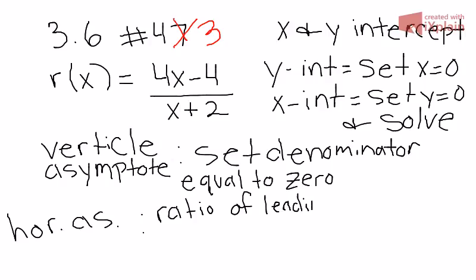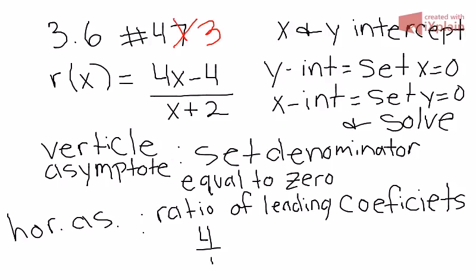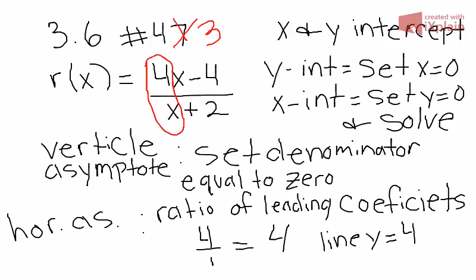So yeah, we'll set the denominator equal to 0 for the vertical asymptote, and for the horizontal asymptote, we'll just take the ratio of the leading coefficients. Leading coefficients are the numbers out in front of these x's here. So we take that ratio, so that's 4 over this imaginary 1, and that becomes 4 over 1, which is 4. So the horizontal asymptote is the line y equals 4.